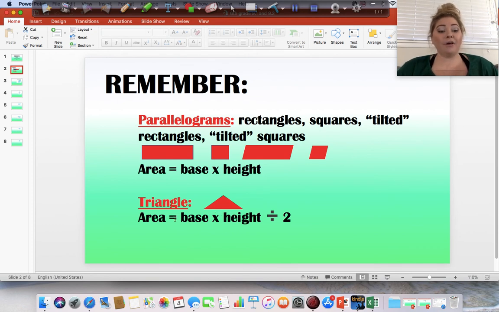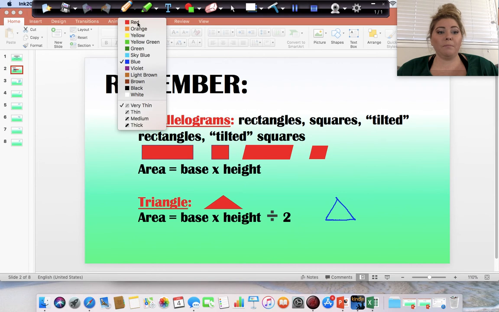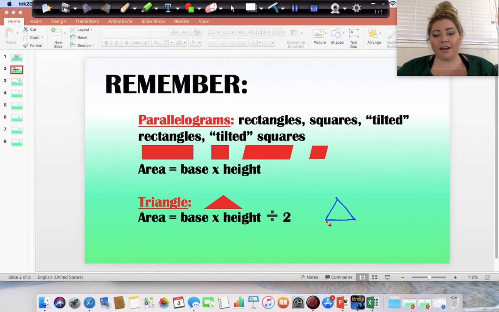And to find the area of a triangle, you multiply the base times the height and then divide that by 2. The reason we divide it by 2 is if you had a triangle, okay, and you put together the other side of that triangle, you can see that it makes a parallelogram, a four-sided figure. And parallelogram's area is base times height.